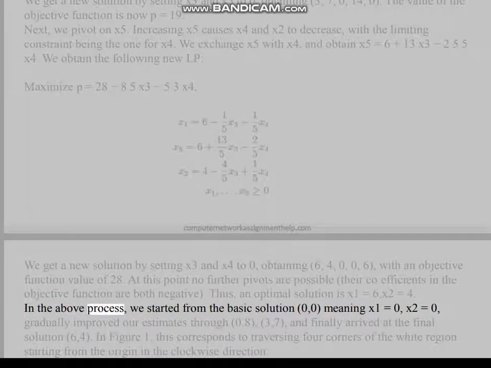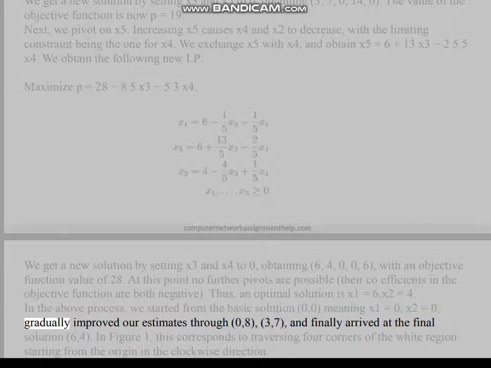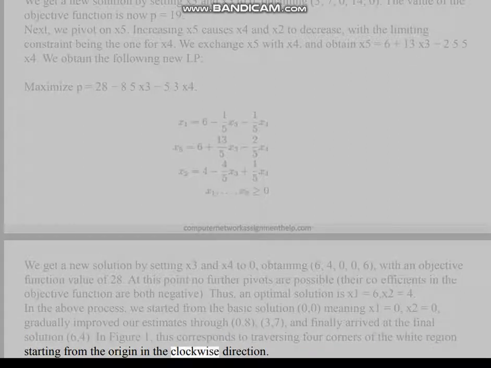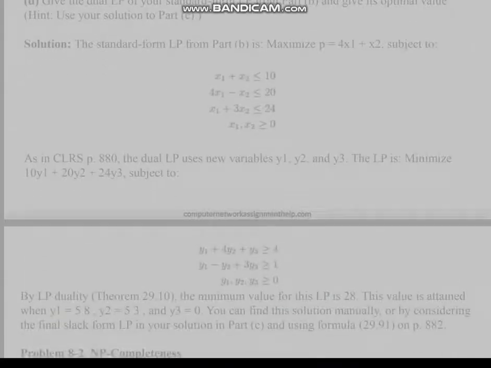In the above process, we started from the basic solution (0, 0), meaning x1 = 0, x2 = 0, gradually improved our estimates through (0, 8), (3, 7), and finally arrived at the final solution (6, 4). In Figure 1, this corresponds to traversing 4 corners of the white region starting from the origin in the clockwise direction. D. Give the dual LP of your standard form LP from part B, and give its optimal value. Hint: use your solution to part C.